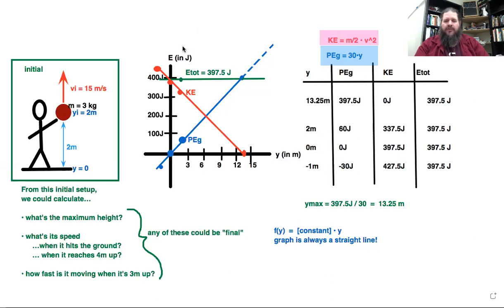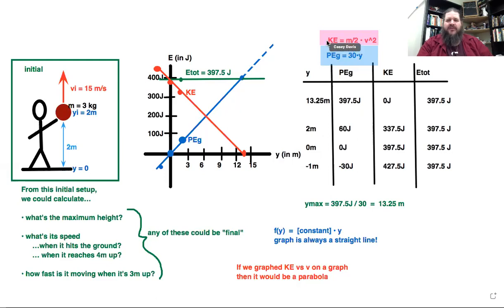Kinetic energy is a quadratic function in terms of what variable? What variable is actually being squared there? Yeah, the velocity is what's being squared. So if we graphed kinetic energy versus speed, like if speed were the other axis, then that would be a parabola. But that's not what we're doing. The horizontal axis here is not speed. What is the horizontal axis? Yeah, it's height in meters.